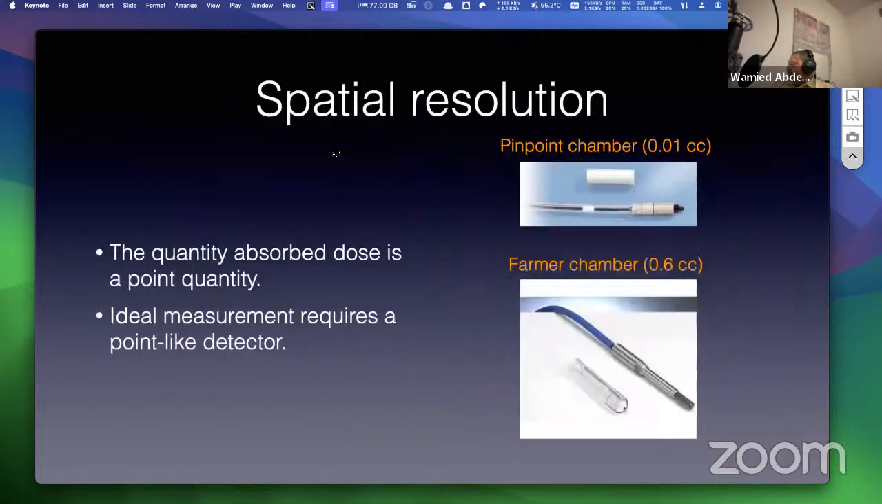Spatial resolution. Obviously, we would like to always think of an absorbed dose as a point quantity. If we have a larger volume of the chamber or a dosimeter, that means we can have some issues, especially if we want to have high spatial resolution, then we could have a volume averaging effect that could actually give us incorrect results.